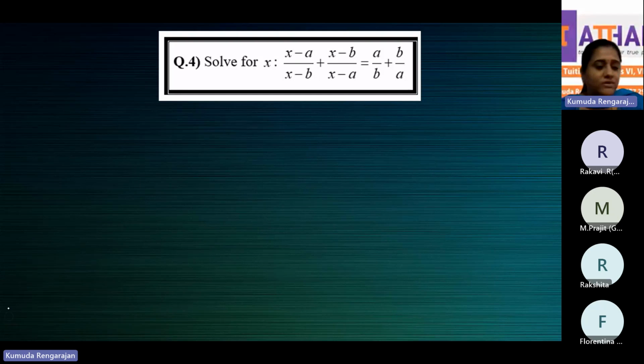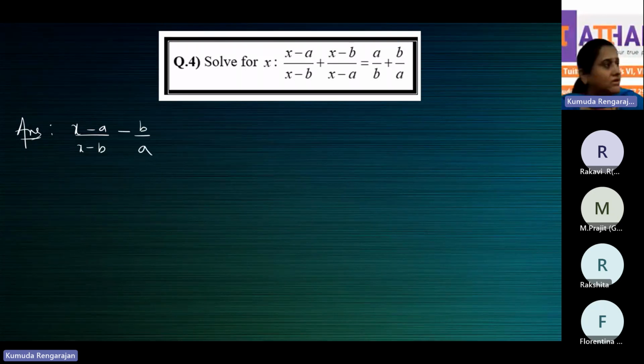you transpose, you bring everything to one side. Okay, x minus a by x minus b. Okay, there's something like a by b here. So group this with minus b by a. That is this plus b by a when it comes to the left-hand side, minus b by a. That you group with this one. Then plus x minus b by x minus a. This has something like b by a. So minus a by b is equal to 0.